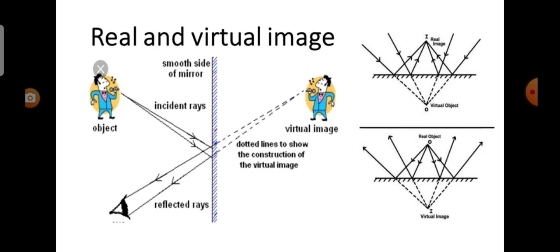Okay, now we see about real and virtual images. If the light rays coming from an object actually meet after reflection, the image formed will be a real image, and it is always inverted. A real image can be produced on a screen. When the light rays coming from an object do not actually meet but appear to meet when produced backwards, the image will be a virtual image. The virtual image is always erect and cannot be caught on a screen.